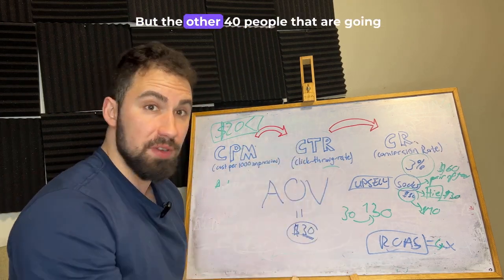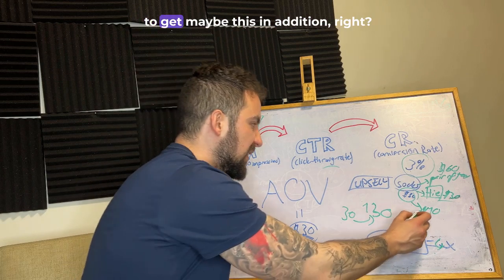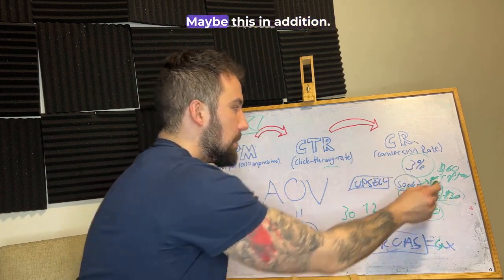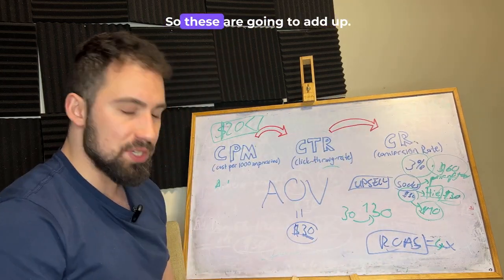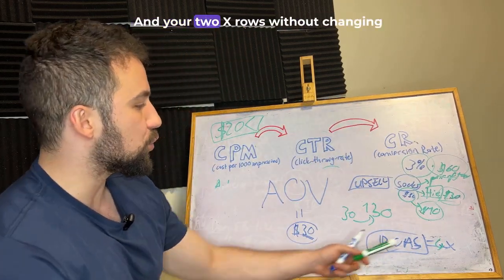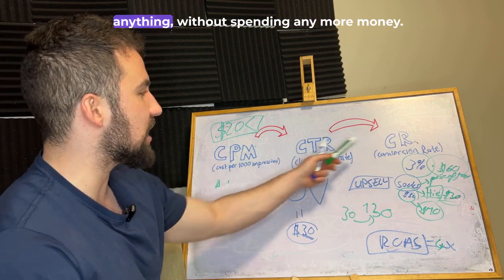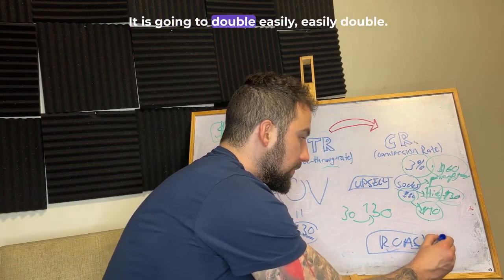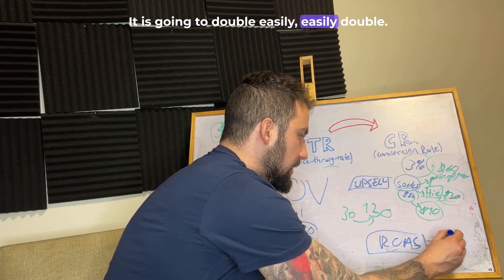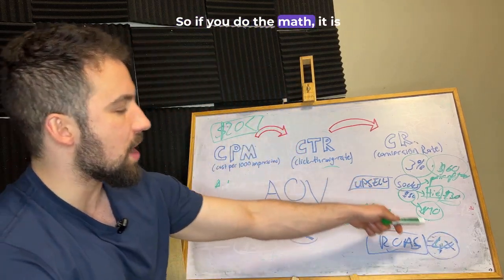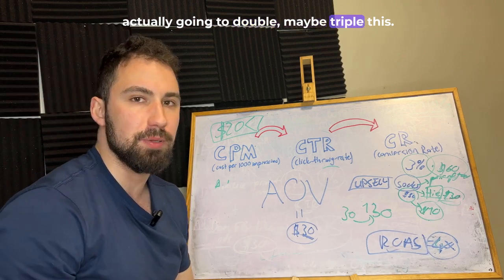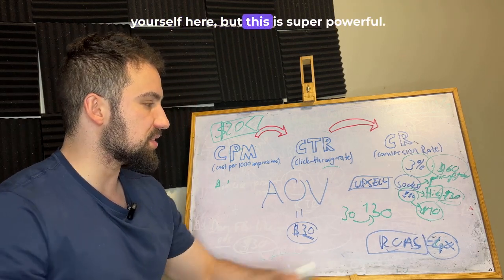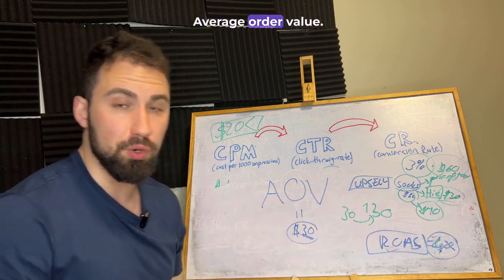But the other 40 people are going to get maybe this in addition, right? Maybe this in addition, maybe this in addition. So these are going to add up, and your 2x ROAS, without changing anything, without spending any more money, is going to double. Easily double. So if you do the math, it is actually going to double, maybe triple this. So you're going to do the math for yourself here, but this is super powerful, average order value.